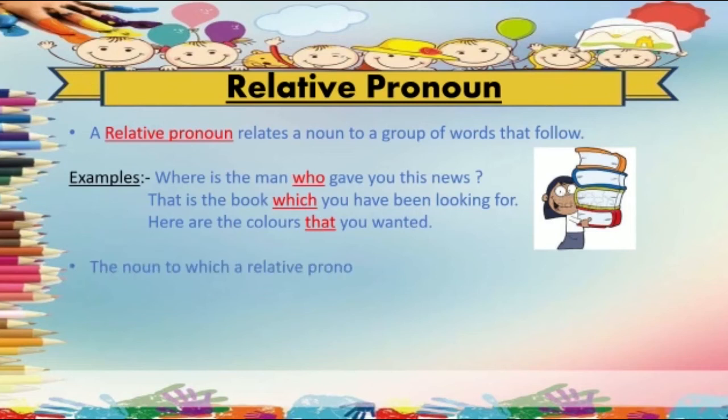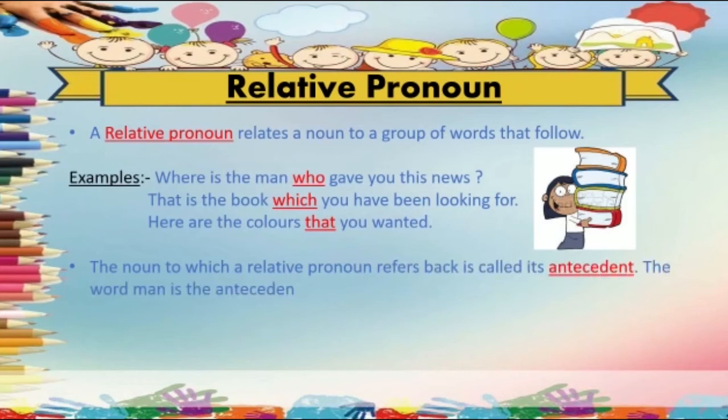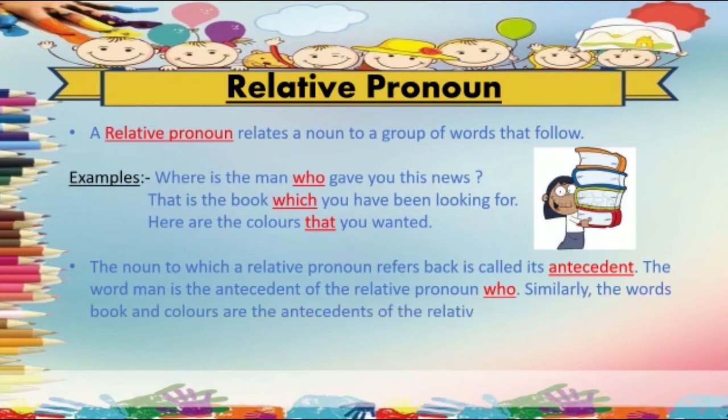The noun to which a relative pronoun refers back is called its antecedent. The word man is the antecedent of the relative pronoun who. Similarly, the words book and colors are the antecedents of the relative pronoun which and that, respectively. So, children, who, which, that here denote relative pronouns. These are used to join sentences, though they are question words.